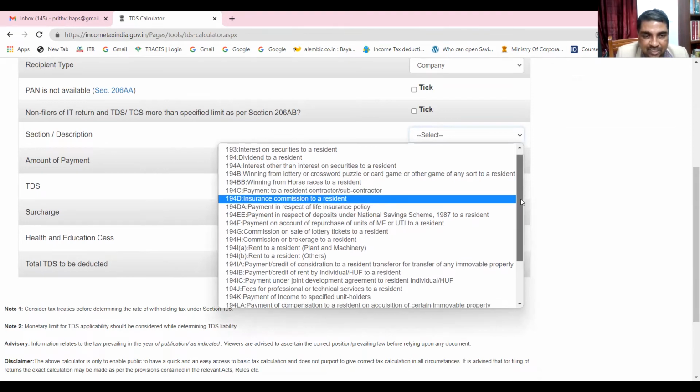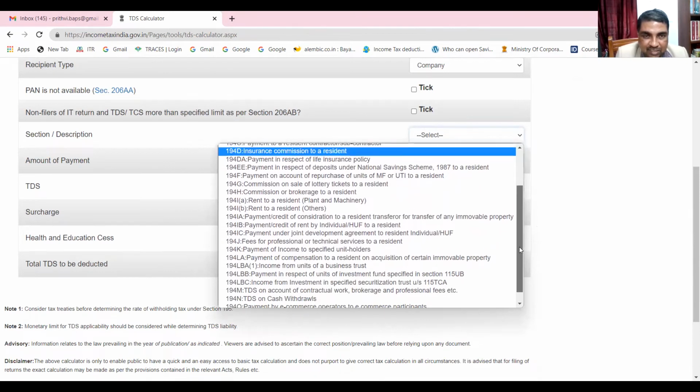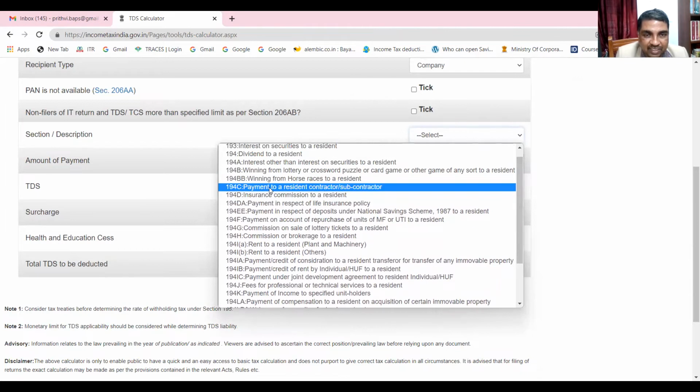Since you are talking about contractor payment, you can see 194C. Let us see. 194C is here. Are you able to read it here? 194C. See what is written here. The section name is 194C. Can you read it out? What is written? Payment to a resident contractor, subcontractor. Yes, that means section 194C says if you are making payment to any resident contractor or subcontractor, then you have a liability to pay tax.